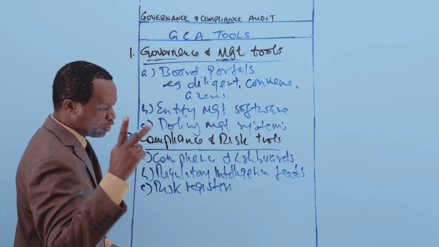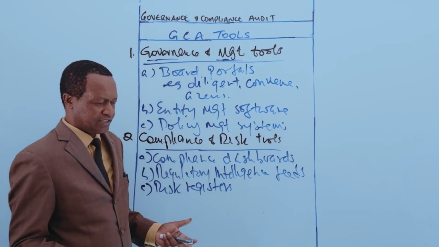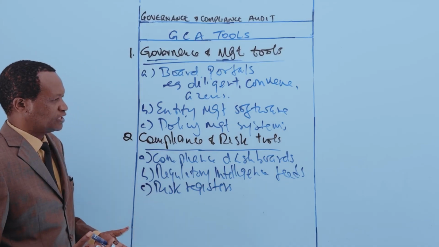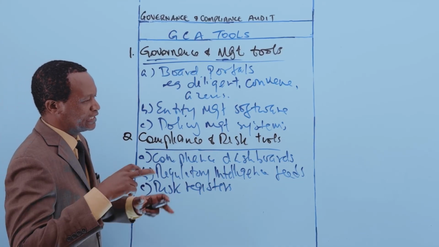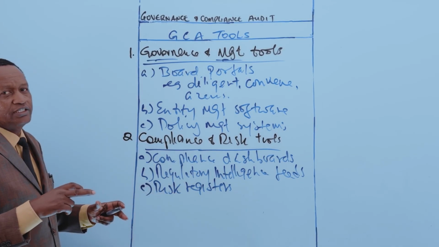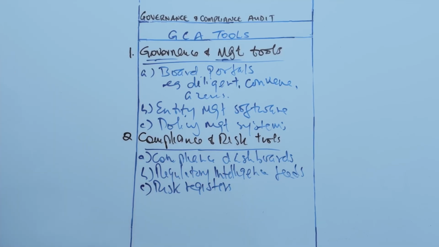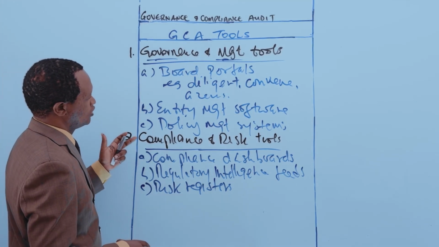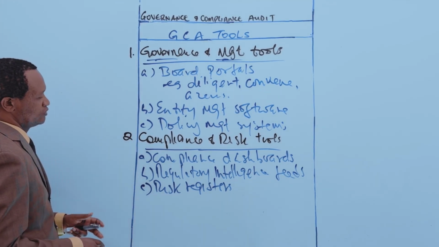Identified, scored means graded. You first identify the risks. The software then grades the risks. Then it links the risk to specific controls. So these are three types of compliance and risk tools.